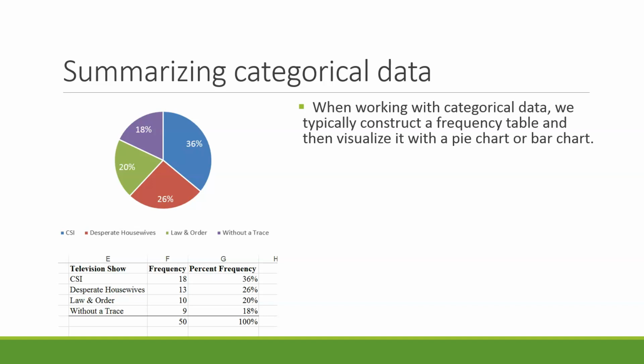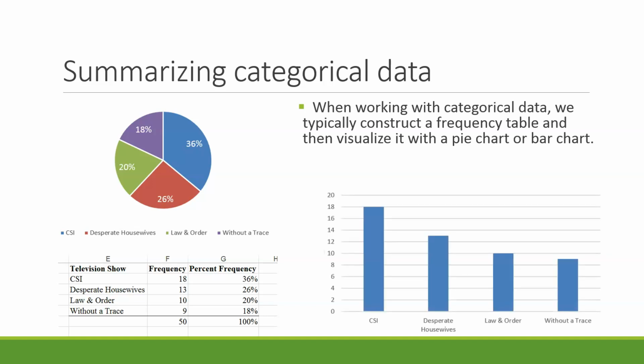An alternative to a pie chart for visualizing categorical data is a bar chart. So here's a picture of a bar chart for this same data, and we've simply got 1 bar for each of the possible categories, so 1 bar for each of the different shows that were among the responses, and then the height of the bar is just determined by the number of respondents. So in these 2 examples, we have the percent frequencies shown on the slices of the pie, and we have the actual frequency, the number of respondents in each category, shown on the bar chart.